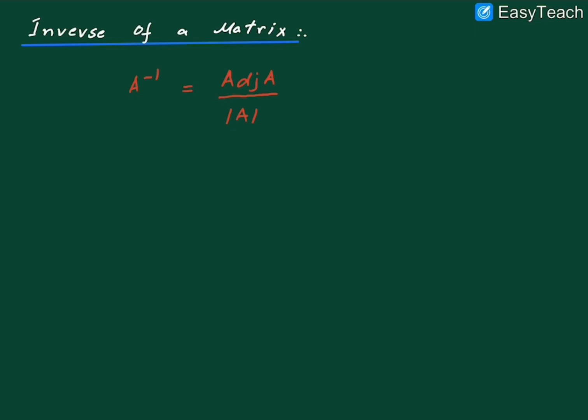The inverse of a matrix exists if and only if the determinant of A is not equal to 0, meaning if A is a non-singular matrix. The inverse will not exist if A is a singular matrix. If the determinant of A is equal to 0, meaning if A is singular, then A inverse doesn't exist.